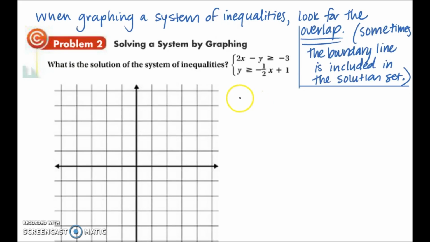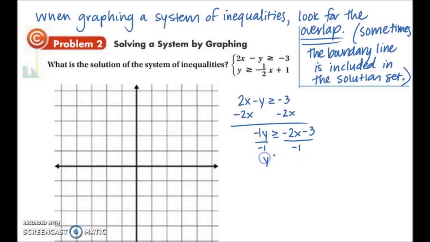So let's take the first inequality and solve for y. So the first thing we're going to do is subtract the 2x to the other side. So we have negative y is greater than or equal to negative 2x minus 3. And from there, we still have a negative 1 in front of that y, so we want to divide both sides by negative 1. Please remember that when you're dividing or multiplying by a negative number and you're dealing with an inequality, you need to account for that sign change by switching the inequality symbol. So now we have a less than or equal to, and that leaves us with y is less than or equal to 2x plus 3.